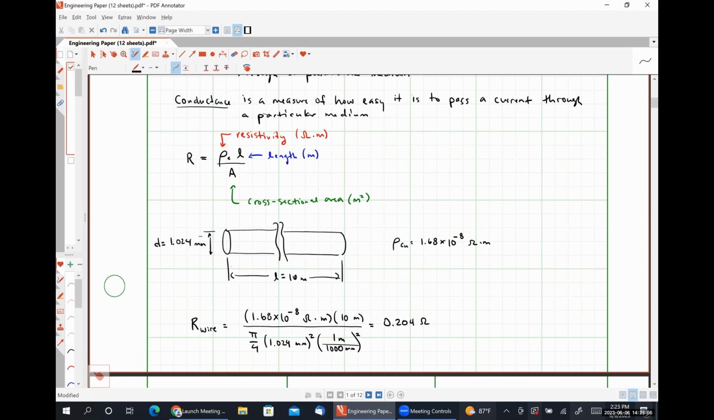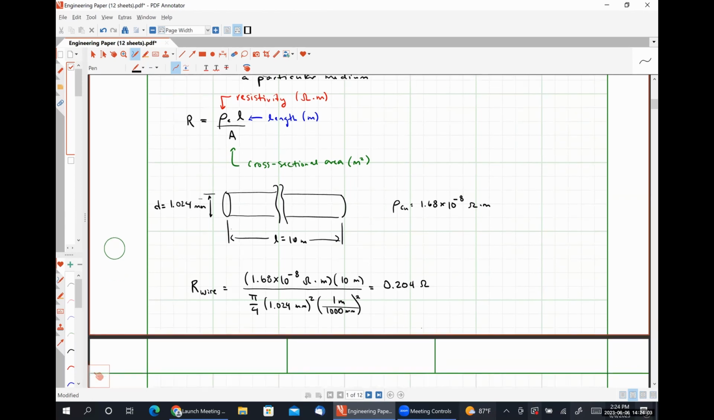All right, so we've talked a bit here about the concept of resistance. Let's talk a little bit about what resistors do. Anybody have any ideas?